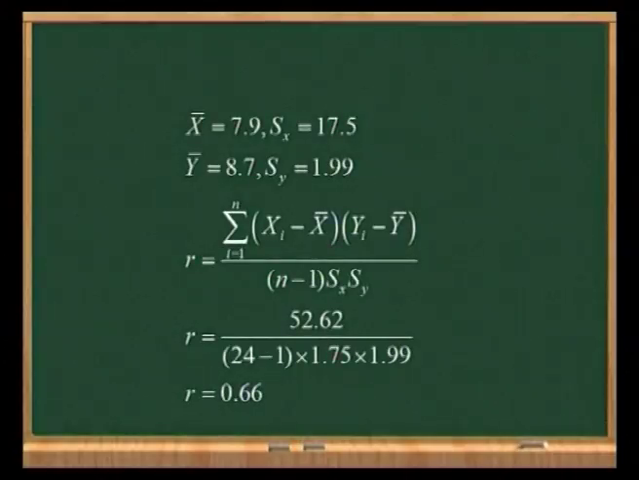The x bar is 7.9, that is the mean is 7.9, and Sx is 1.75, and y bar is 8.7, and Sy is 1.99. Substituting in the formula, we get a value of R equal to 0.66.